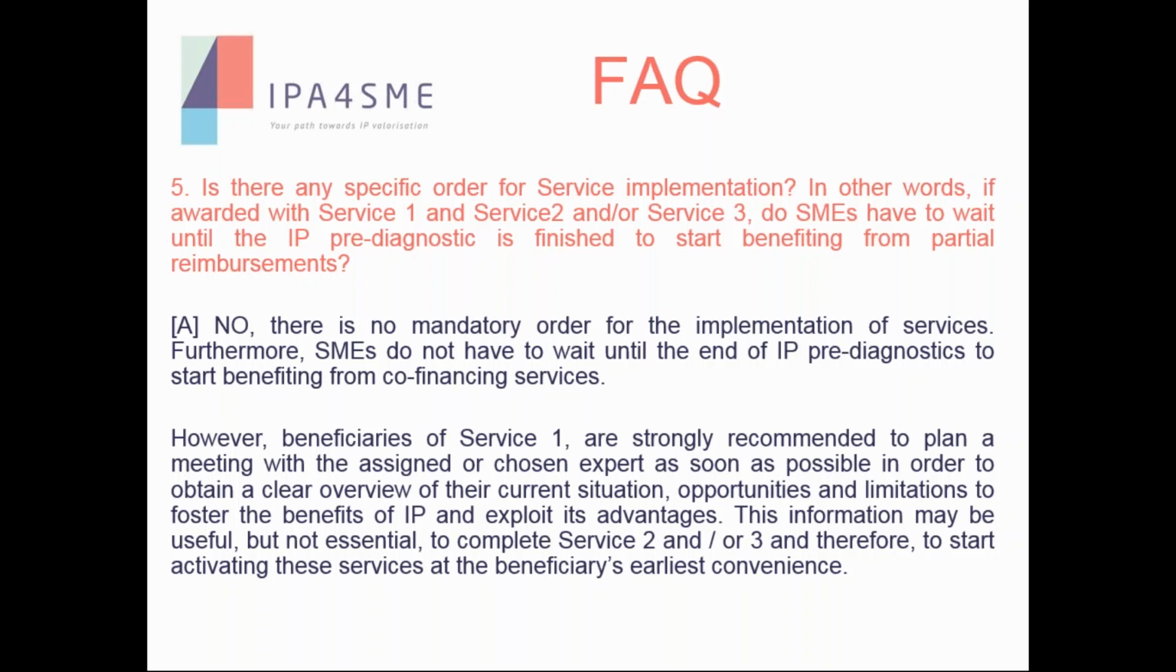However, for the beneficiary of service 1, what we recommend is to try to complete service 1 as soon as possible, because thanks to the expert, maybe you will be able to collect useful information that you can use in completing service 2 or service 3. So for all the beneficiaries of service 1, my recommendation is to try to complete the IPA4SME self-assessment as soon as possible, so we can collect it and contact the expert of the national EP office. In this case, you will be in contact with the expert and you can start the services as soon as possible.